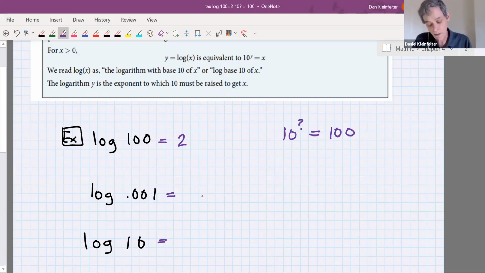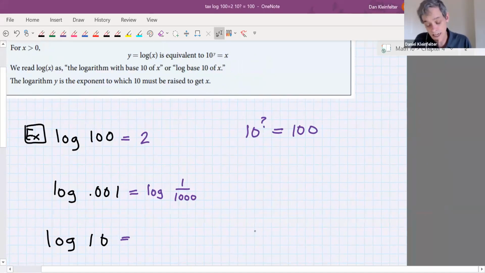So we need to think, okay, well, that is the same as the logarithm of 1/1000 as a fraction. That might be easier for you. 10 cubed is 1,000. Getting that into the denominator means we need a negative exponent, so it will be -3. 10 to the -3 power is 0.001.